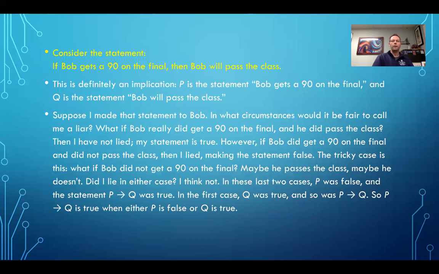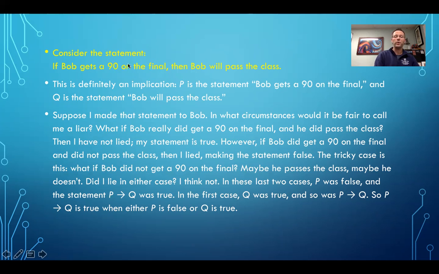Consider the statement: if Bob gets a 90 on the final, then Bob will pass the class. When is that false? You can pause the video for a minute and answer that question. This would be false in the case where Bob did get a 90 on the final, but did not pass the class. That would be an untrue statement. But suppose Bob does not get a 90 on the final. Suppose the first part is false. That does not then render the if-then statement untrue. And so when the if part is true and the then part is false, that is the only time the statement is not true.